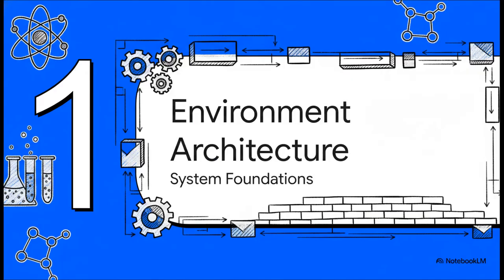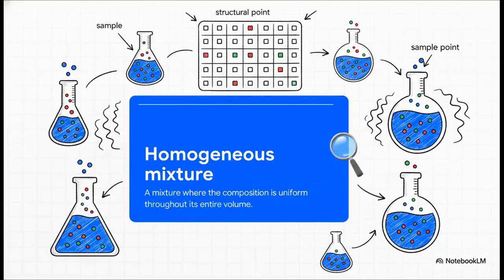Section 1, Environment Architecture. Let's establish our system foundations. In chemical engineering, our deployed environment has to maintain absolute structural integrity. A homogeneous mixture is a system where the composition is uniform throughout its entire volume. This basically means that no matter where you sample the environment, top, bottom, or right in the center, the properties and state remain completely identical. It is a perfectly balanced container.